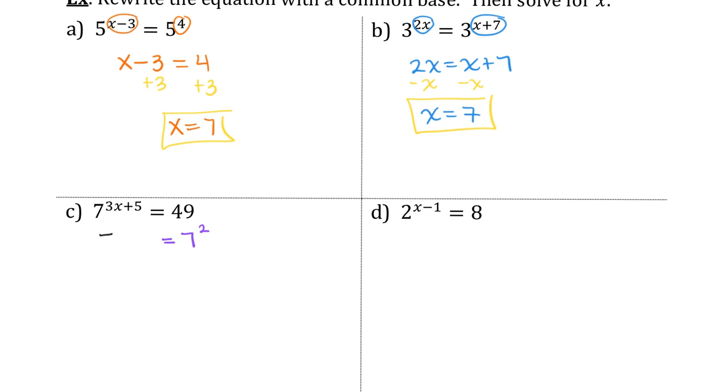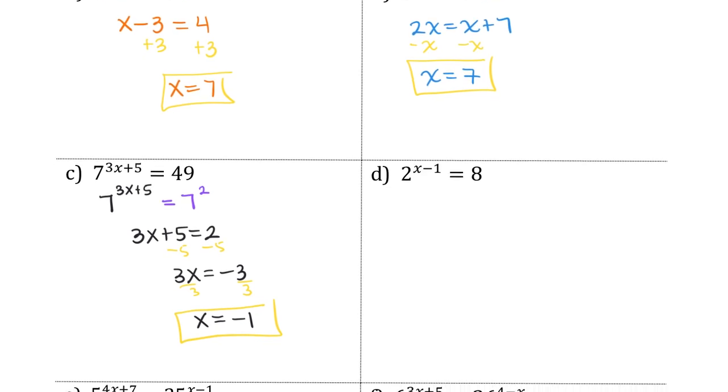Okay, so now let me bring this down. If I have 7 to the 3x plus 5 is equal to 7 to the second, since they have the same base, their exponents must equal each other. So 3x plus 5 must equal 2. And now I can solve. Whenever I put the yellow steps, you don't need to show them, but some people show them because they're helpful to them.